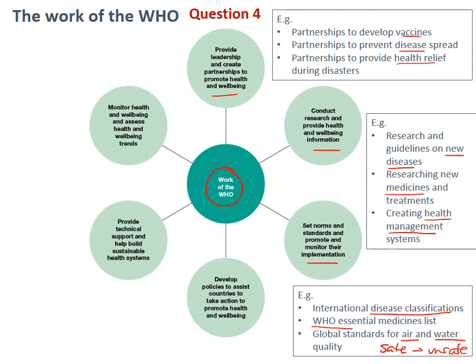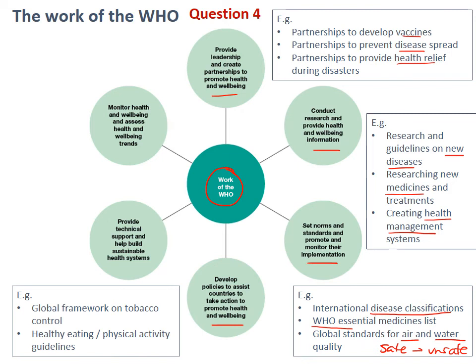They're also involved in developing policies to assist countries to take action to promote health and well-being. So remember, some countries don't have good health systems in place. So the World Health Organization kind of helps with things like creating frameworks on tobacco control, healthy eating and physical activity guidelines, all of those kind of things that we're quite familiar with in Australia.